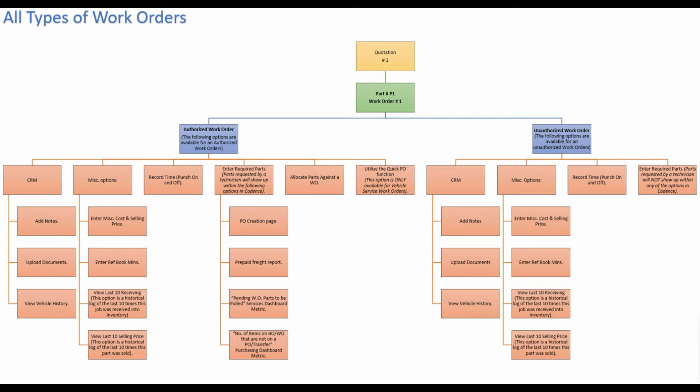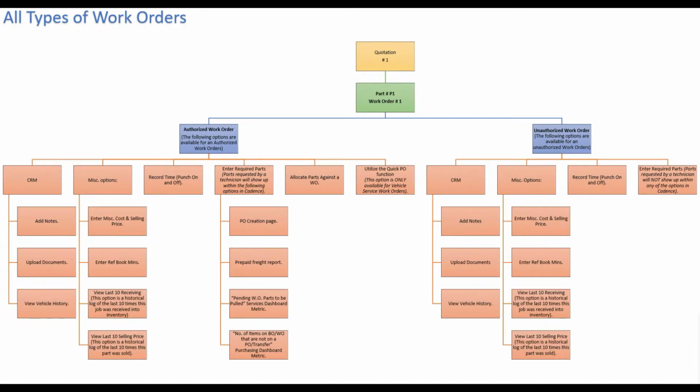Once I create a work order, the work order would first exist in an unauthorized state. And here you would see the options are very limited in regards to what you can do while a work order exists in this unauthorized state. So I can go into my work order, I can add notes such as a course correction complaint. I can add and upload documents such as pictures to my work order. If it's a vehicle service work order, I can look at the history of the vehicle and all the various jobs that were done in the past.